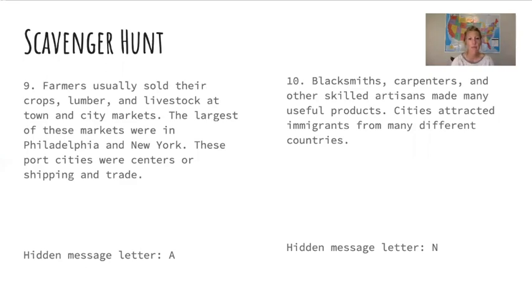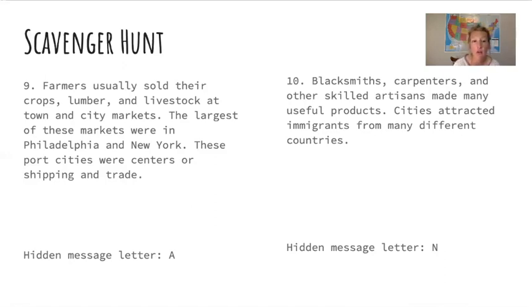Number 9. Farmers usually sold their crops, lumber, and livestock at town and city markets. The largest of these markets were in Philadelphia and New York. These port cities were centers for shipping and trade.